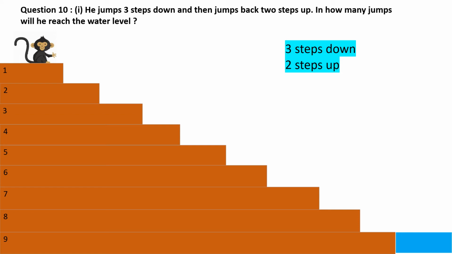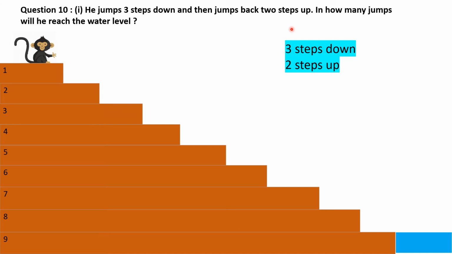The question has 3 parts. Let's read the first part. He jumps 3 steps down and then jumps 2 steps up. In how many jumps will he reach the water level? Okay, so let's look at this question carefully. This monkey is sitting on the topmost step. Now, he has to jump all these steps in a particular pattern and reach this step in order to drink water, right? So now, in what manner does he jump?